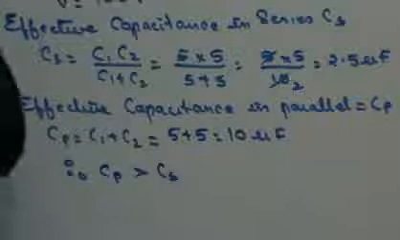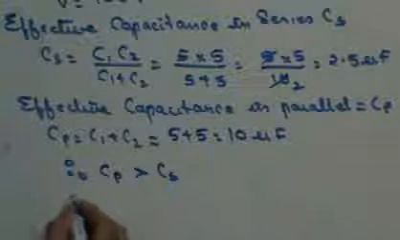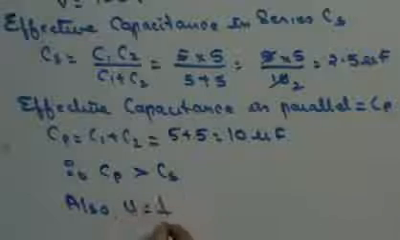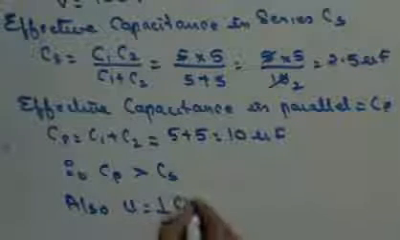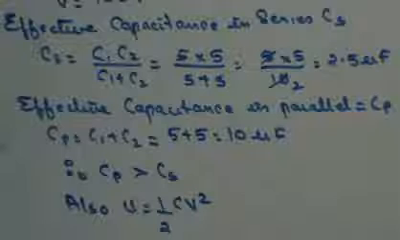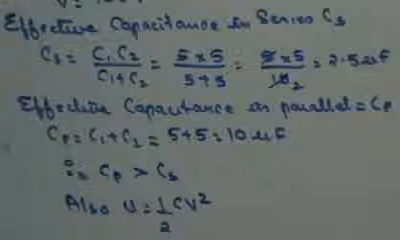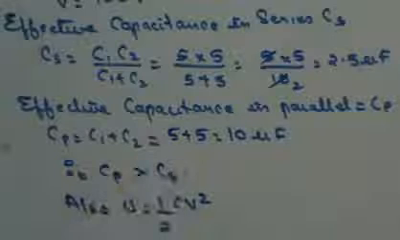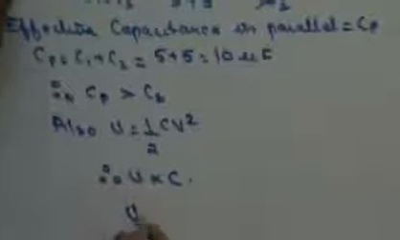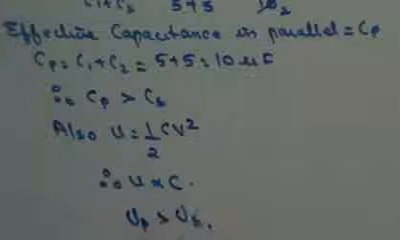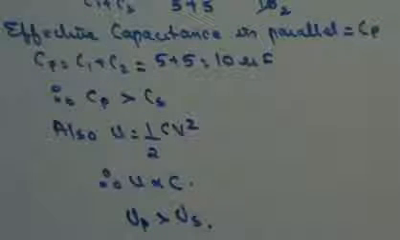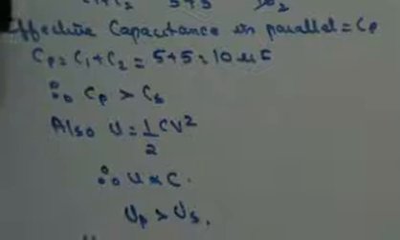Right? What are they asking you to find out? Energy. We also know that energy is equal to half CV square. That means energy is directly proportional to capacitance. Since Cp is greater than Cs, energy in parallel will be greater than energy in series. So what combination will give me maximum energy? When the capacitors are connected in parallel, that will give me maximum energy. What will be the maximum energy? Half Cp V square. Voltage is given to you.